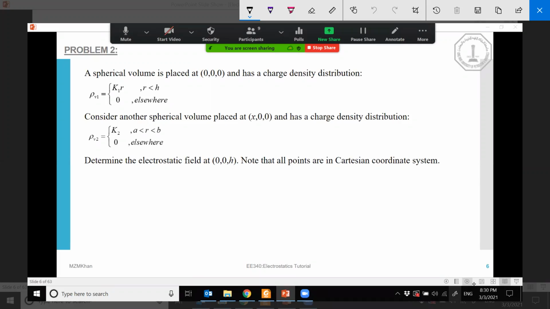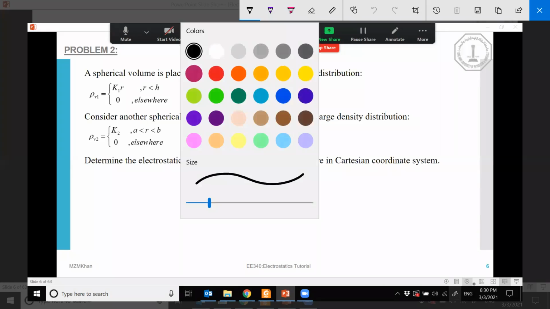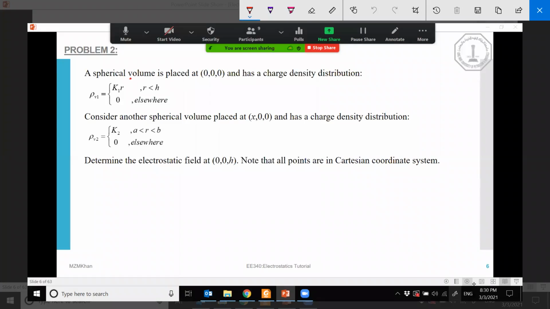Again, it says that you have a spherical volume placed at the origin and has this charge density distribution. So rho V1 is K1 R, and it is in the region from 0 to H, and then it is 0 elsewhere. Now, do you notice this one? This is important. See, R. That means my charge density is non-uniform.